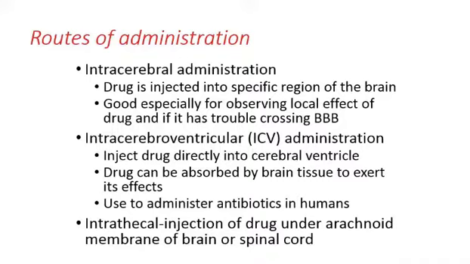Sometimes there can be an intracerebral administration where the drug is injected into a specific region of the brain, and this is very good, especially for observing the local effect of the drug and whether it has trouble crossing the blood-brain barrier. Intracerebroventricular or ICV administration is where we inject the drug not into a specific brain region but into a cerebral ventricle. And the drug can be absorbed by brain tissue to then exert its effects. And it's used oftentimes to administer antibiotics for certain grave conditions in humans.